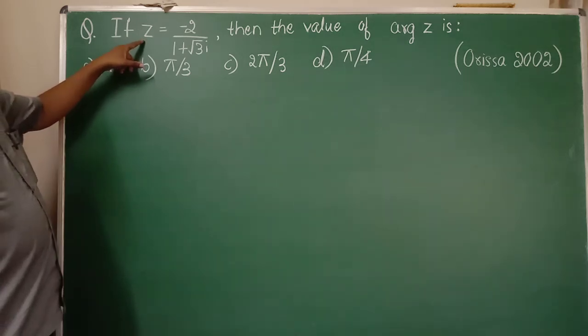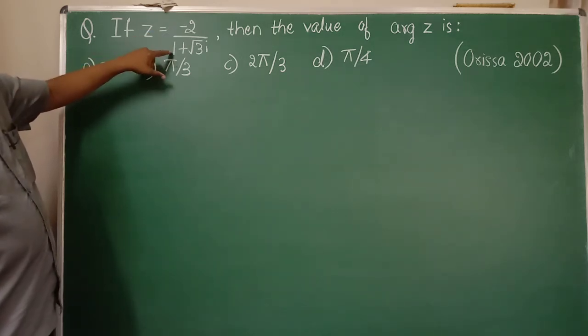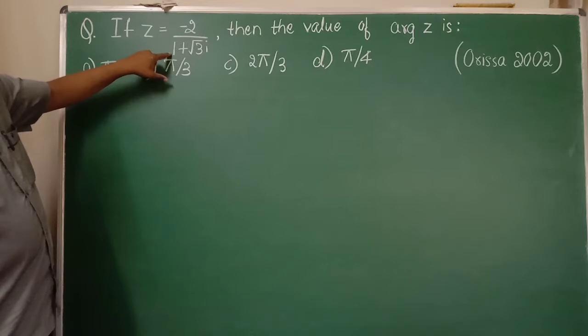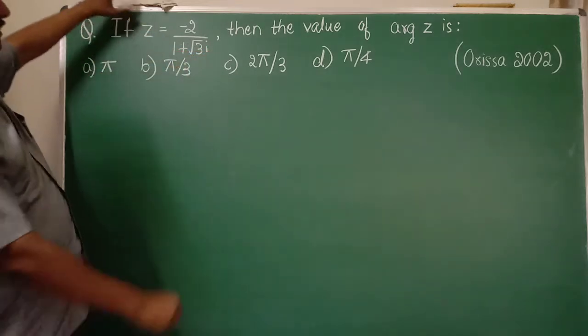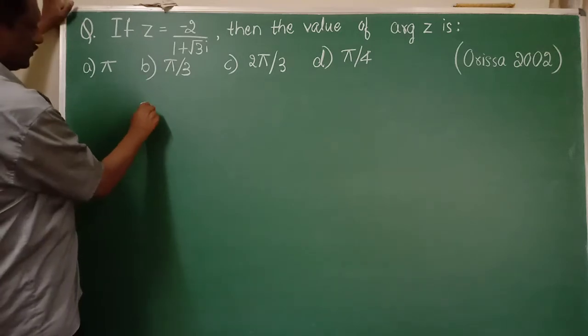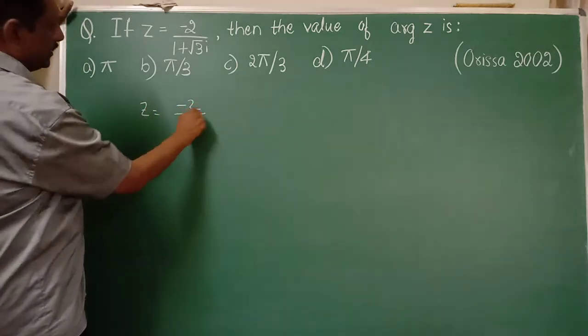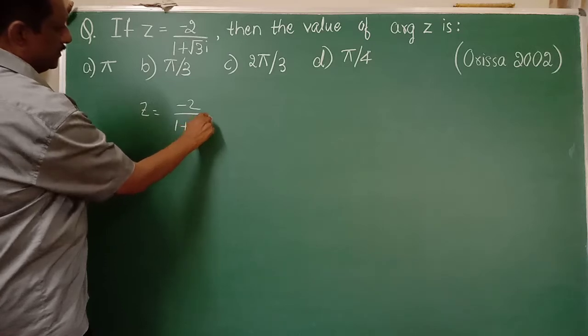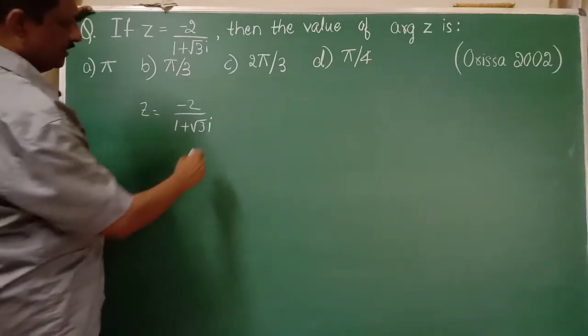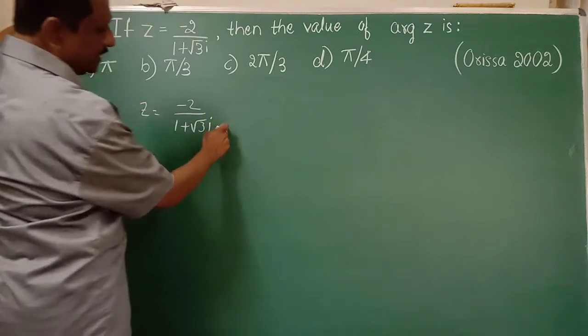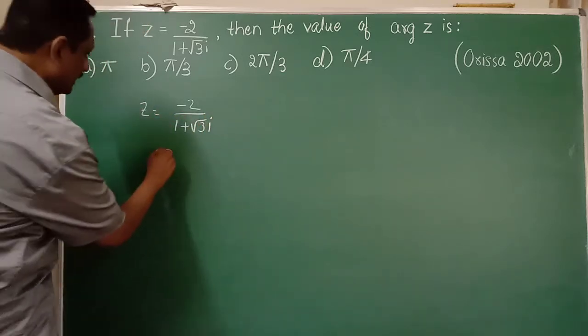If z is equal to minus 2 divided by 1 plus root 3 into i, then the value of the argument of z is equal to what? Here z is equal to minus 2 divided by 1 plus root 3 i. Rationalize here, multiplying numerator and denominator by 1 minus root 3 i.